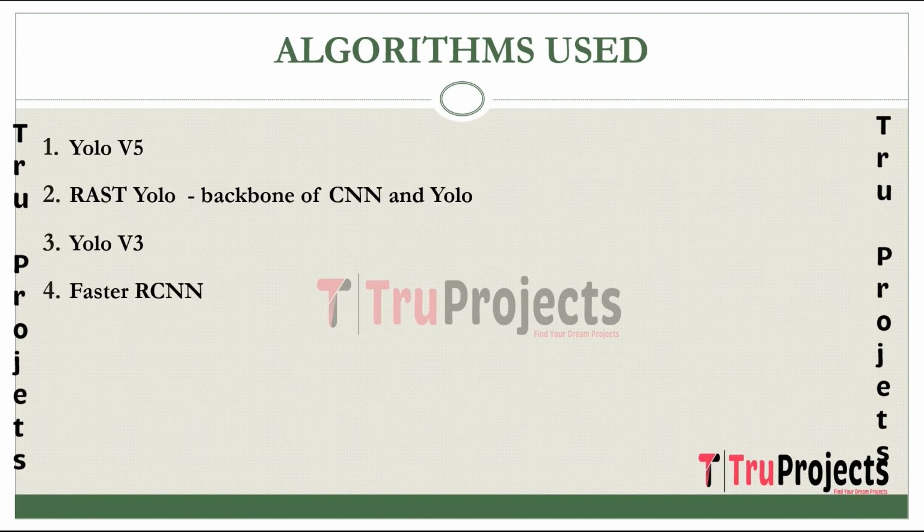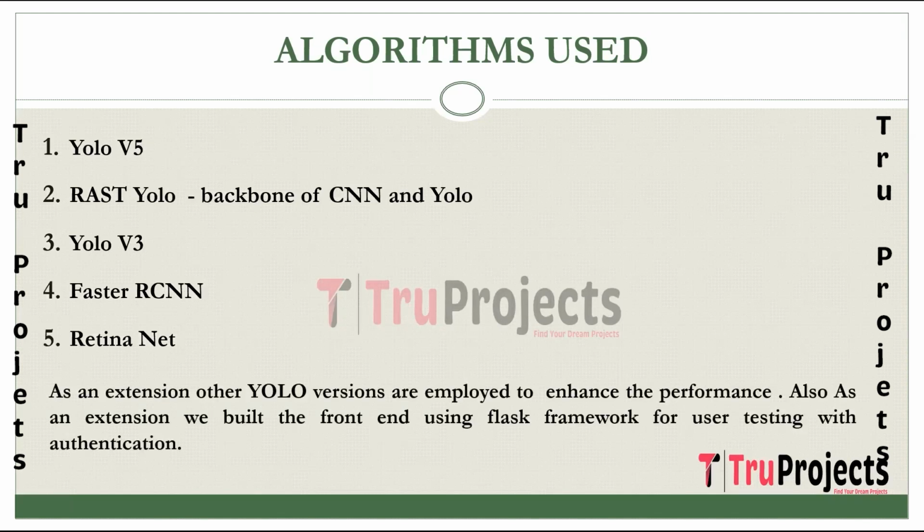It is a two-stage object detection model. It uses a region proposal network to generate potential bounding box proposals, followed by a classification network to predict the final bounding boxes and class labels. It is used for comparison with YOLO-based models as it represents a different approach to object detection with a two-stage process. The next algorithm is RetinaNet. It is a one-stage object detection model that addresses the problem of class imbalance in dense object detection. It introduces a focal loss function to focus training on hard to classify examples. It is included for comparison as its unique focal loss mechanism addresses the challenges related to imbalanced datasets and dense target distributions. As an extension, other YOLO versions are employed to enhance the performance.